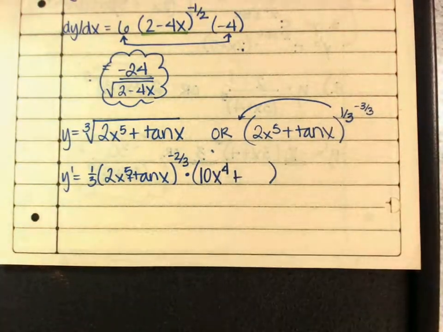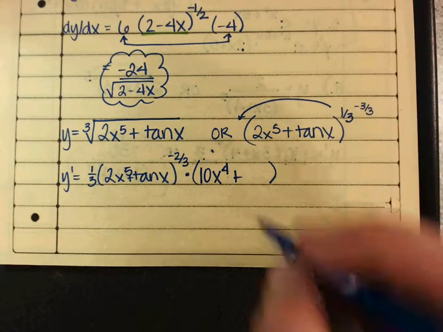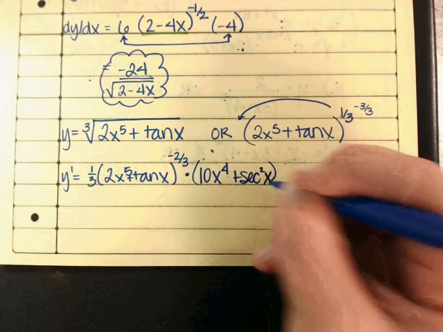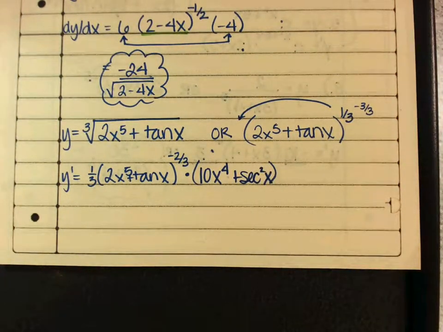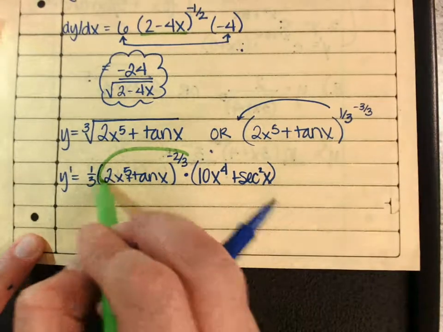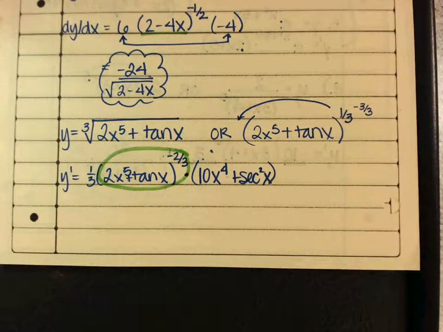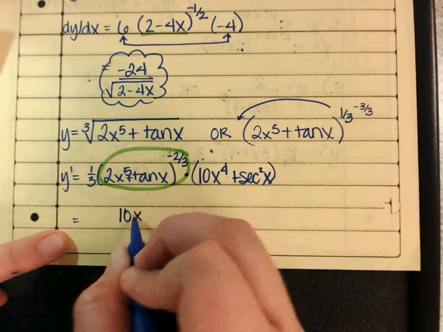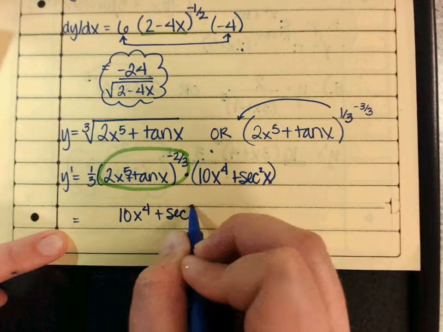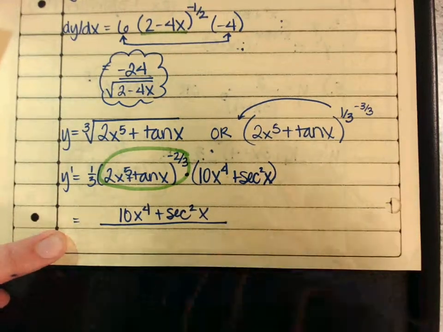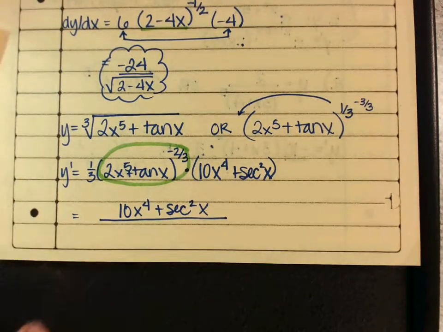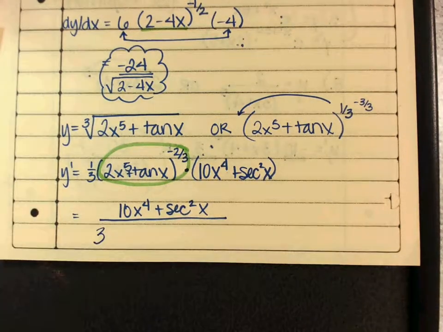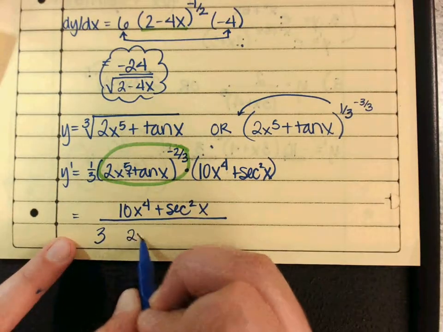Okay, 10x to the 4 plus. What's the derivative of tan? Secant squared x. Okay, if you haven't rewritten it already, only this term really needs to move. So it will be 1 on top, 10x to the 4 plus secant squared x, over, and then on the bottom, where am I going to put the 1/3? Just put a 3 down there. Okay, that's the same as a 1/3. The 3 just goes on the bottom. Then my 2x to the 5 tan x.